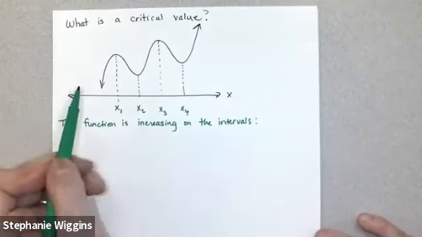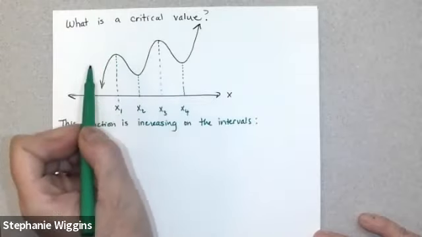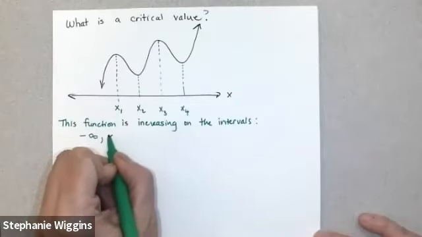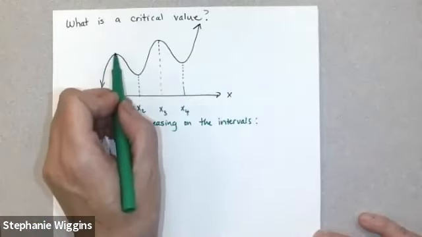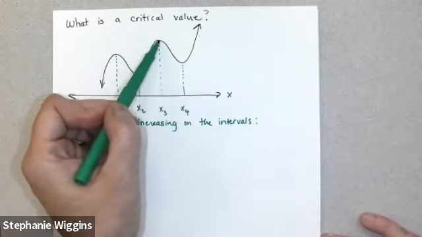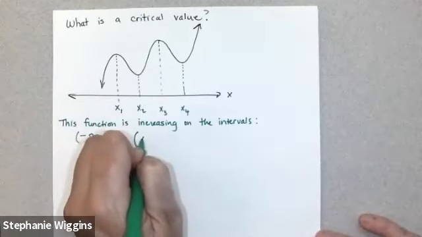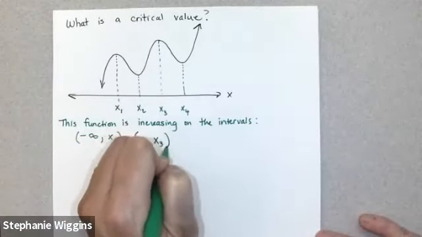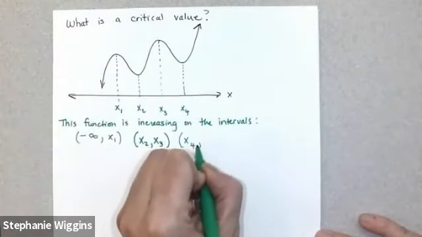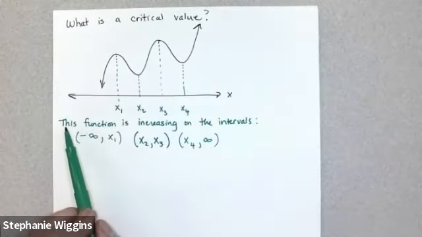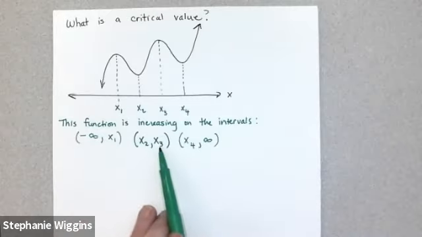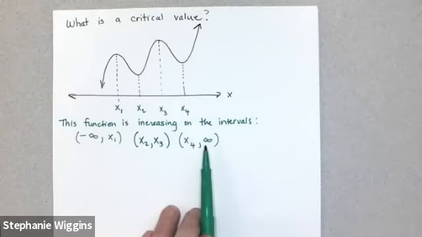Well, here it's increasing, right, up until that point. It's increasing on the interval from -infinity to x1. That's one place where it's increasing. It's not increasing here because it's going down, but from x2 up to x3, it's increasing again. So we'll say from x2 to x3. And then here it's decreasing, but at x4 and then on to infinity, it's increasing again. So the function is increasing on the intervals from minus infinity to x1, x2 to x3, x4 to infinity.